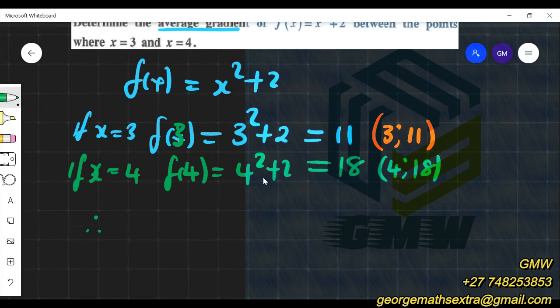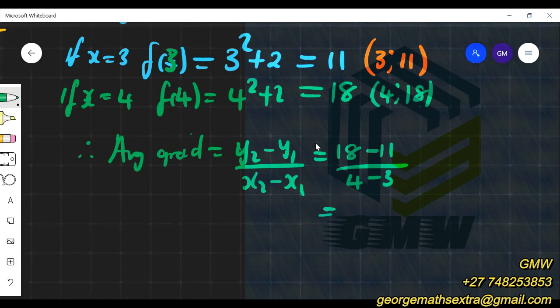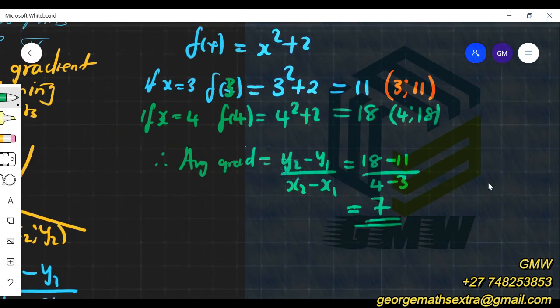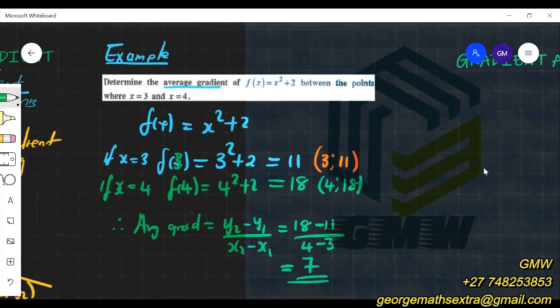Therefore, average gradient is simply y2 minus y1 over x2 minus x1, right? Which is 18 minus 11 divided by 4 minus 3. What do you get? 7. You are done. That's how you answer a question on average gradient. So if you don't know the meaning, the question would seem difficult, but if you know the meaning, it's just what you already know, right? Are you still fit to try another thing?